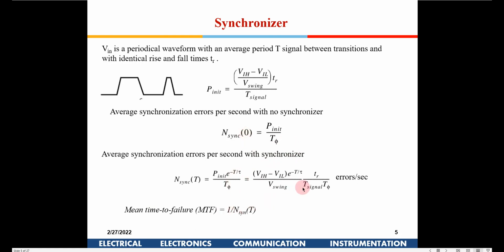One more term which we generally use is mean time to failure, which is nothing but 1 by n sync. Now if you wait for t, if t is large, then the mean time to failure will be large. That means the time between two failures will increase. So it will be a much better system. Here also n will decrease with t exponentially. So this is how a synchronizer works. Is it okay with all of you? Then we'll move forward.